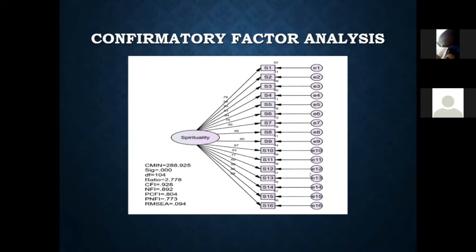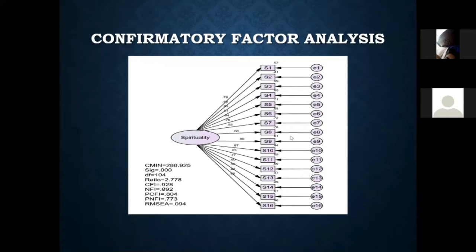Yeah, this is a CFA. If your factor loading is less than 0.5, then we need to exclude the item. We need to remove the items. So before you calculate the total score, you need to establish that each question has a good factor loading, loaded well into spirituality.